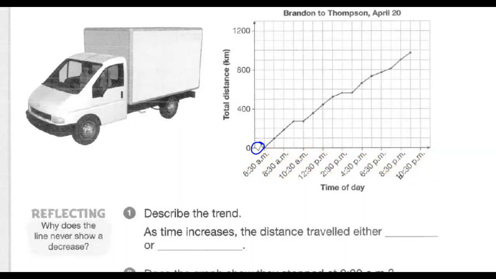So describe the trend. As time increases, the distance traveled either, well, obviously, if they're traveling to Thompson, total distance traveled increases. There are times where it stays the same, right, when it's horizontal. So the distance traveled either increases or stays the same. Probably they are stopping for gas or something to eat at those two intervals.